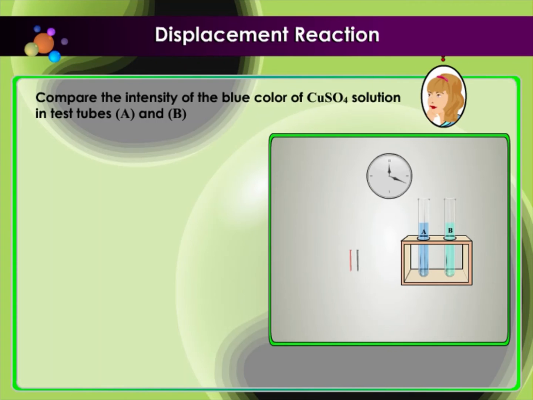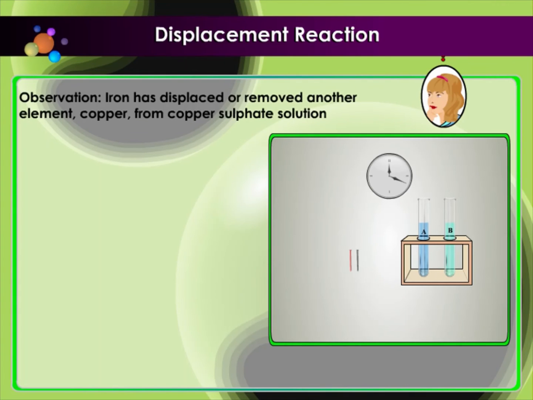Let me explain to you about this reaction. In this reaction, iron has displaced or removed another element, copper, from the copper sulfate solution.